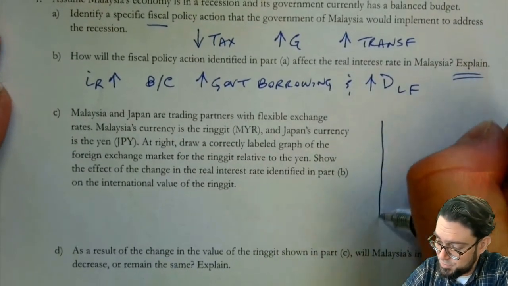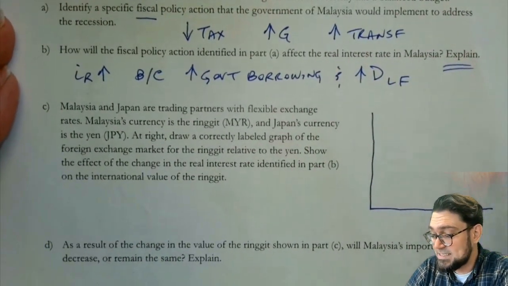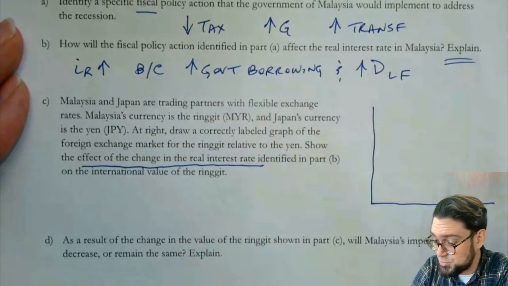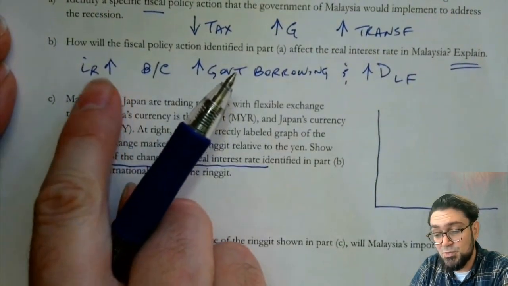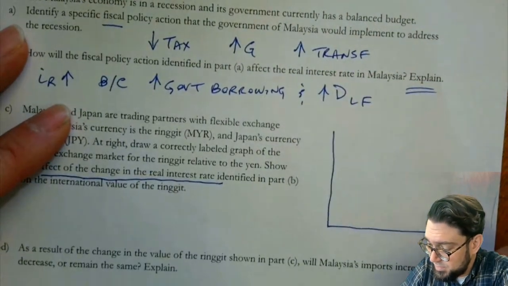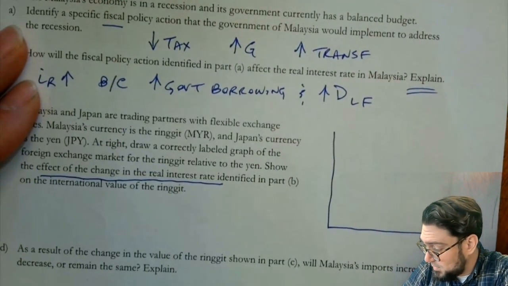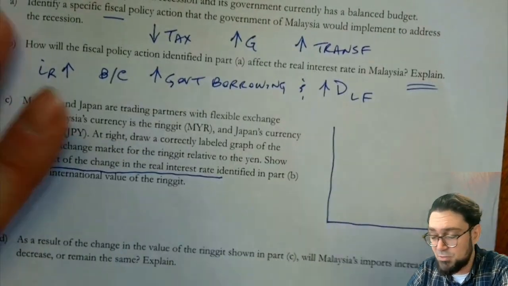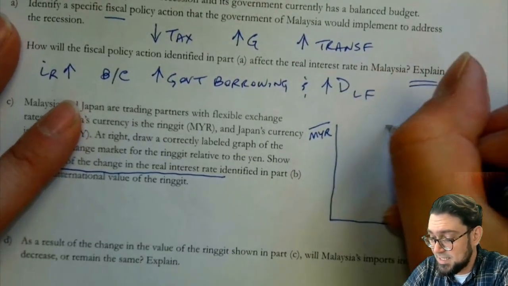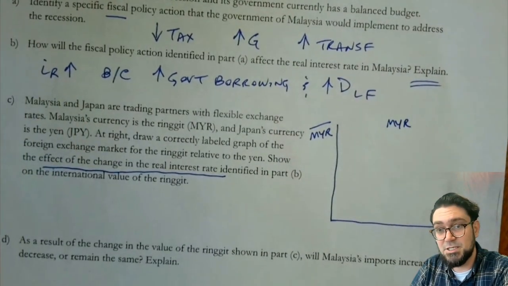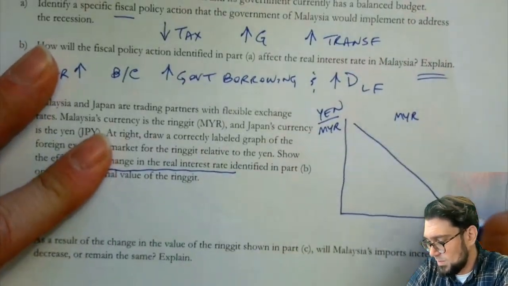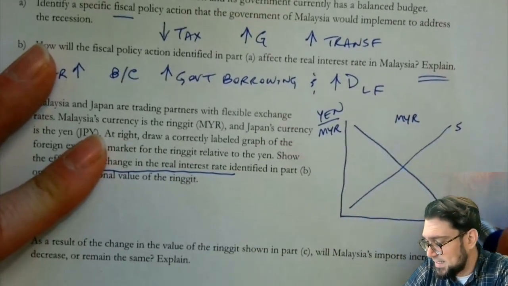So the first step is to graph it, and then it's going to ask us to show the effect of the change in the real interest rate. And so we need to make sure that we're tying it back some way to that interest rate change. So the way we draw the ringgit graph, MYR, it even gives us the abbreviations. You don't have to know what they are. The bottom, MYR, so bottom matches the bottom, and I'm going to put this right here so I remember it's the Malaysian ringgit, and it's priced in yen. And then from there, we just have supply and demand.